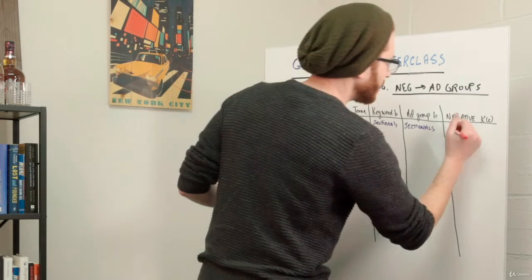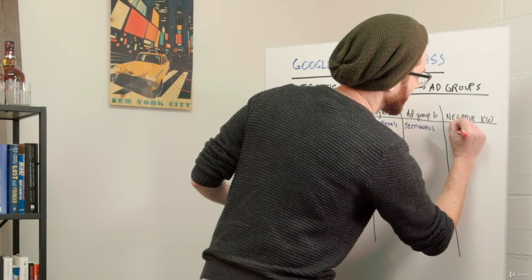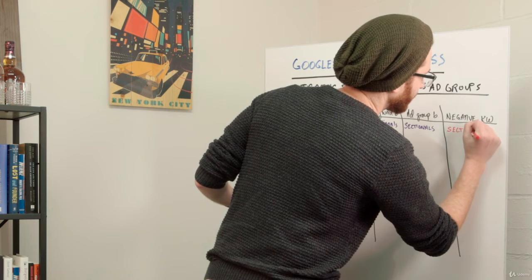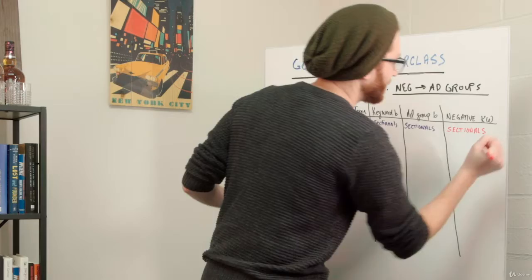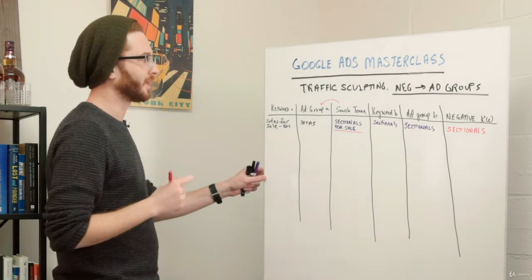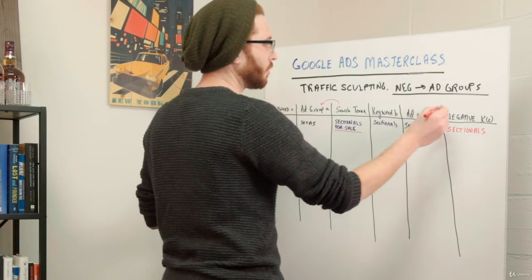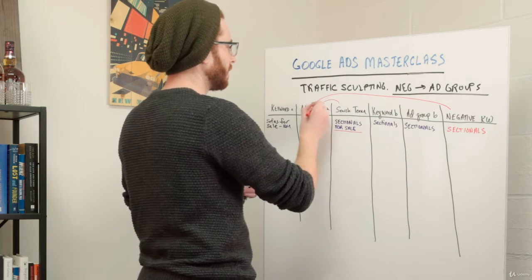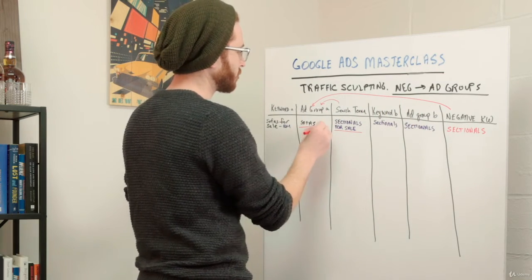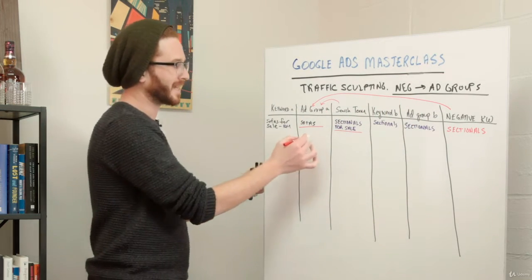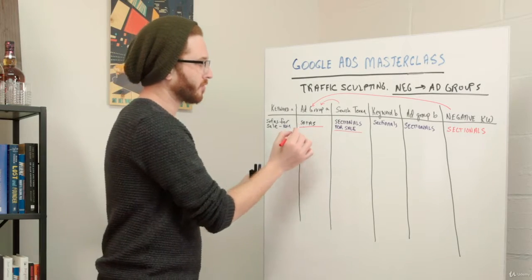I'd make a negative keyword. My negative keyword is sectionals, and it's a broad match negative, okay? And instead of applying it to a campaign or a negative keyword list, I apply this negative keyword to ad group A, to this ad group. I apply sectionals as a negative keyword to my ad group for sofas.